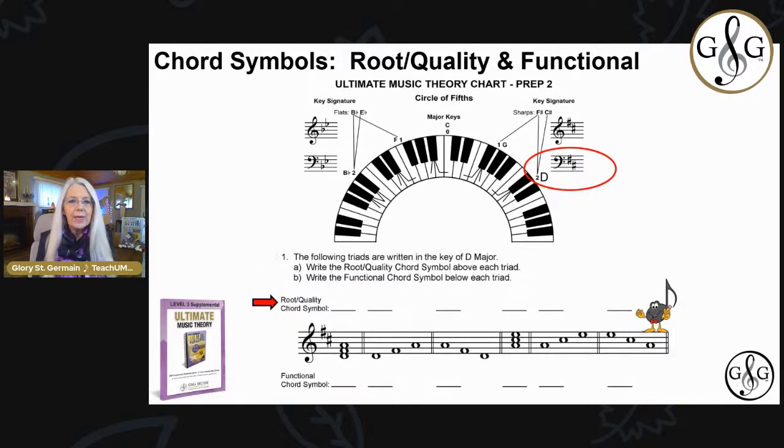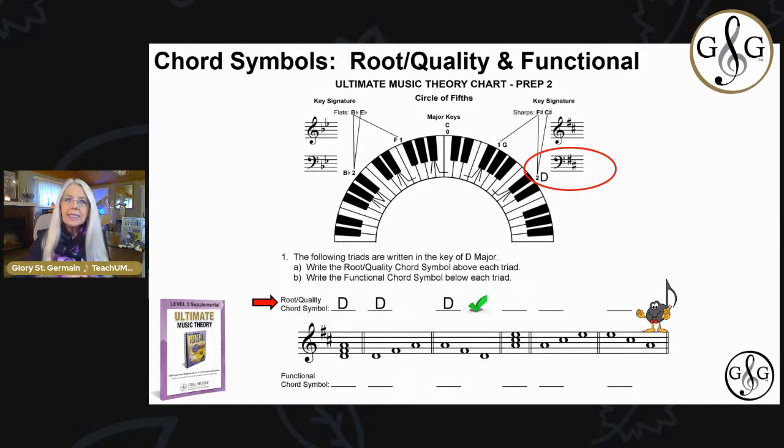In the key of D major, and remember, we are getting into composing, but we have to have a basic structure first. So when we're identifying our root quality chord symbol, we're using the key of D major today. So 2 sharps, F sharp and C sharp. So this is going to be the root quality chord symbol.